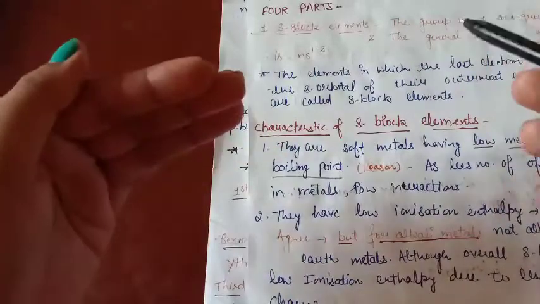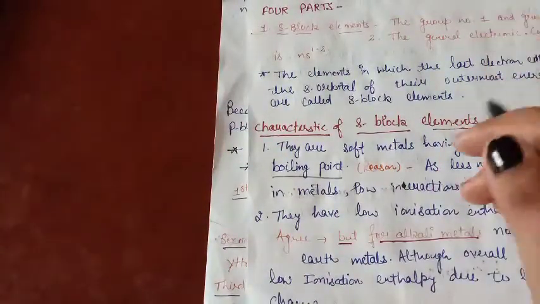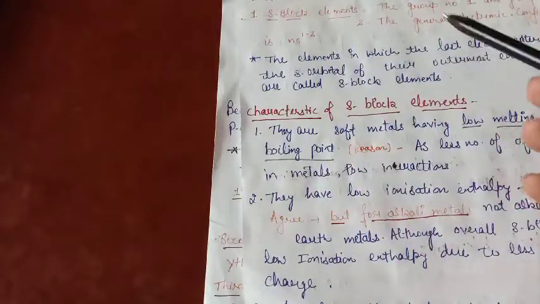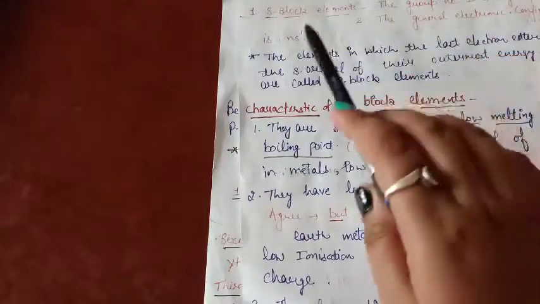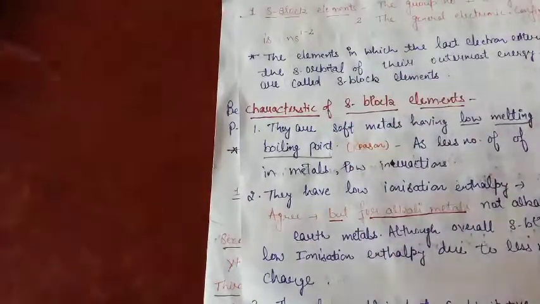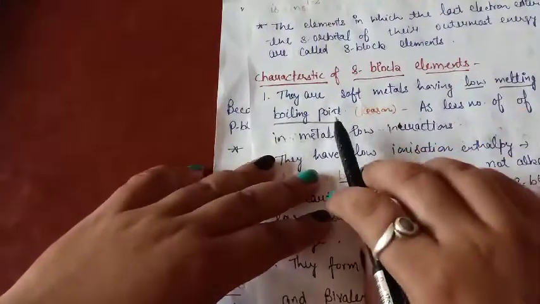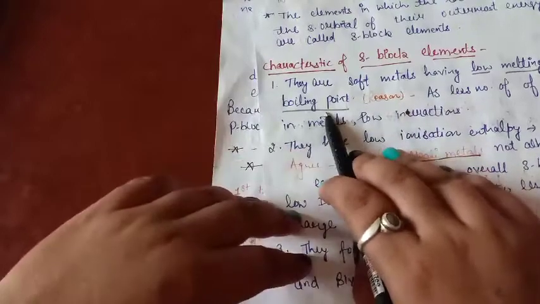So how many maximum bonds can it form? It can form only 1 or 2. In case of group 1 it will form 1 bond only, and in case of group 2 it will form 2 bonds. So maximum 2 bonds. That is the only reason that they are having less interaction, which leads to low melting and boiling point.